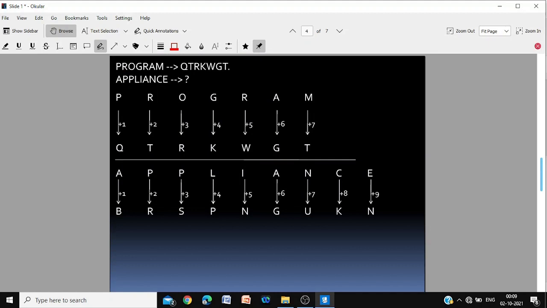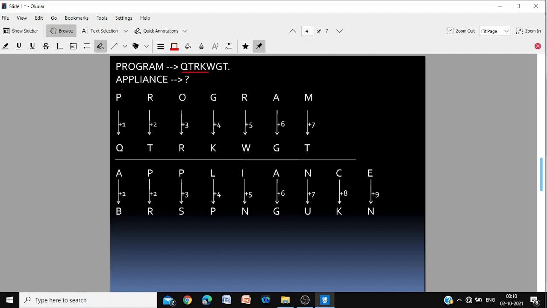Program is coded in this way. How will appliance be coded? Now let us see. Write the original word and the code. We find that P is replaced by Q, the next letter, that means +1. R is replaced by T, R, S, T, that is +2. O is replaced by R, 3 letters. After O, P, Q, R. G is replaced by K, that means 4 letters. After G, H, I, J, K. R is replaced by W, 5 letters. R, S, T, U, V, W. A is replaced by G. After A, B, C, D, E, F, G. And M is replaced by T. After M, N, O, P, Q, R, S, T. So +1, +2, +3, +4, +5, and so on.